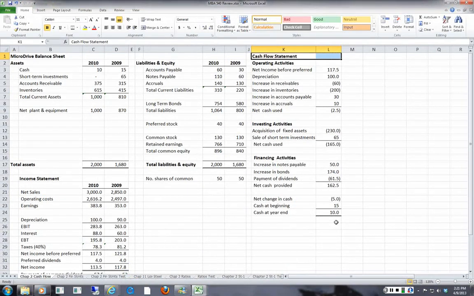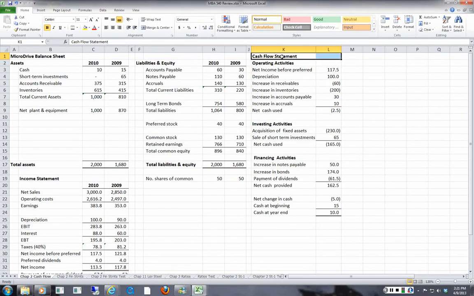I want to go through this cash flow statement we've got in chapter 2 to show you how we come up with the cash flow from the balance sheets. And you can see that I've got the Microdrive balance sheets that's shown in the text with the assets and the liabilities and equity, as well as the income statement.